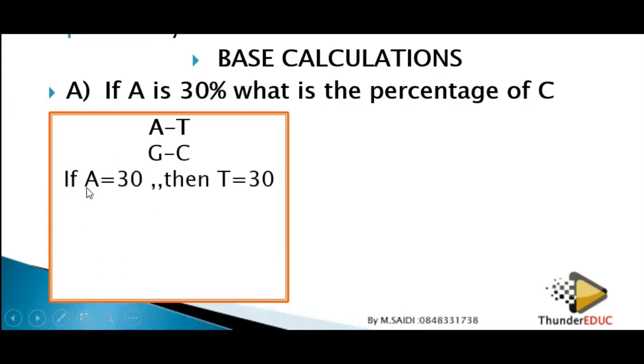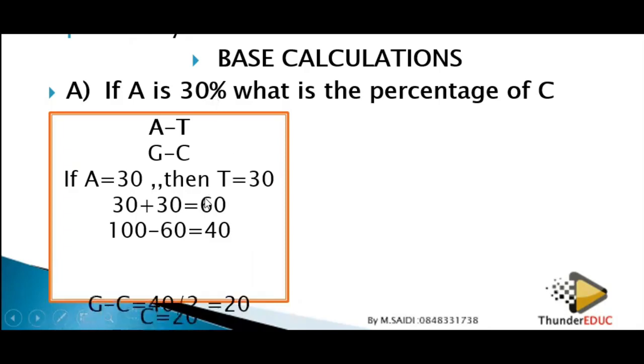If adenine is 30, then automatically thymine is also 30. So 30 plus 30 is 60, and this 60 is for these two. The balance from 100, because this is a percentage, will be for the other two. Therefore, 100 minus 60 is equal to 40. So guanine and cytosine together are equal to 40, so that when I add 60 plus 40, I get 100, which is the percentage.